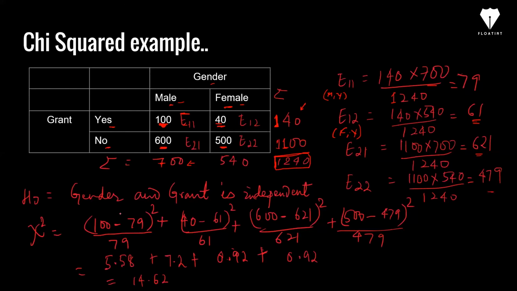Then in chi-square I have set up the null hypothesis, that gender and grant are independent. That is my null hypothesis. There is no relationship between gender and grant. Okay, then the next step is to calculate the chi-square. For chi-square, I take observed minus expected. Observed here is 100, minus expected E11, that is 79, whole square divided by 79. Then sum, then again observed minus 61, whole square divided by 61, plus 600 minus the expected value, the same thing repeated, and you will get the value of 14.62.